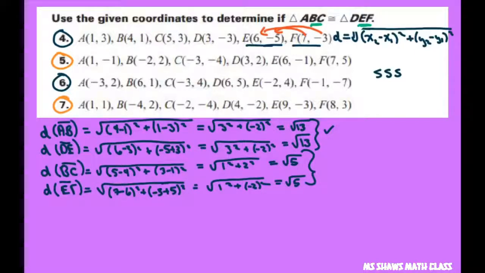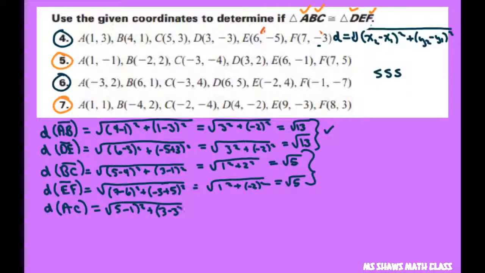And finally, I'm going to do AC with DF. So we're going to do the distance of AC. That's going to be the square root of 5 minus 1 squared plus 3 minus 3 squared. And that gives you 4 squared plus 0 squared, equals the square root of 16, which equals 4.